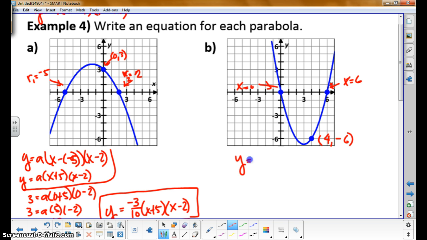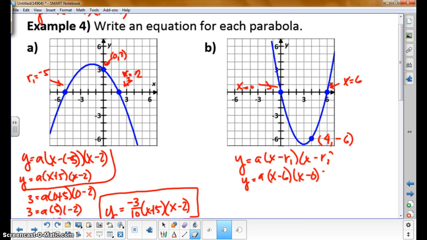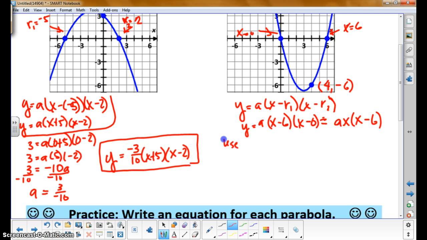So we'll write down the form of our equation. y is equal to a times (x minus r1)(x minus r2), so y is equal to a times (x minus 6) and (x minus 0), which simplifies to y is equal to a times, since this is x minus 0, we're going to put that first, that's just a plain old x. So it's a times x and (x minus 6). And then we're going to use that third point to find a.